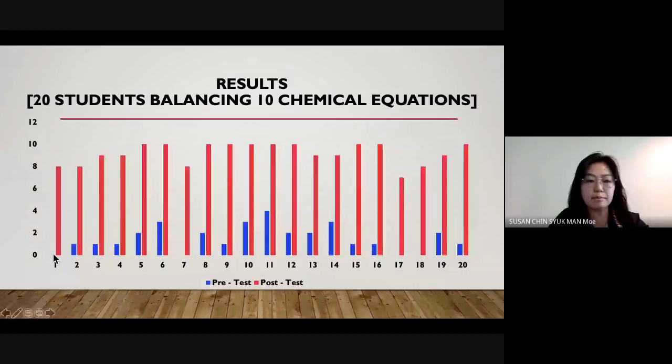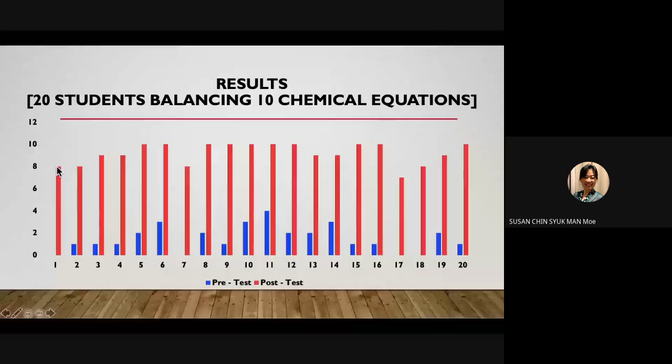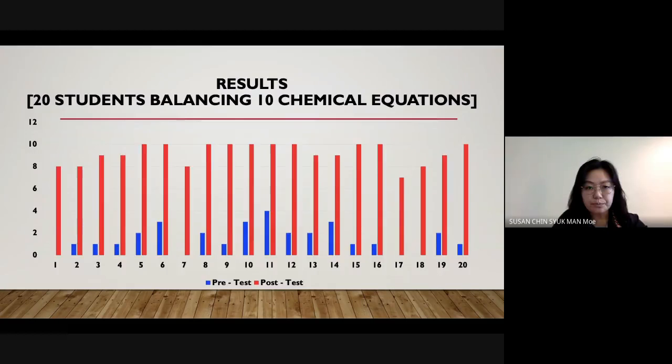After you let them play the games, for example, my first subject, from no knowledge, cannot balance any chemical equation at all. But finally, this student is able to complete 8 out of 10. I give them 10 random chemical equations and they are able to complete 8 out of 10. So the result shows quite an encouraging result after the implementation of the tools.